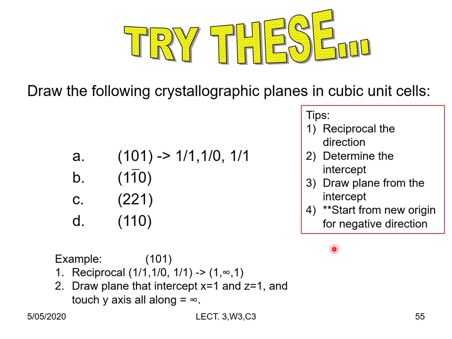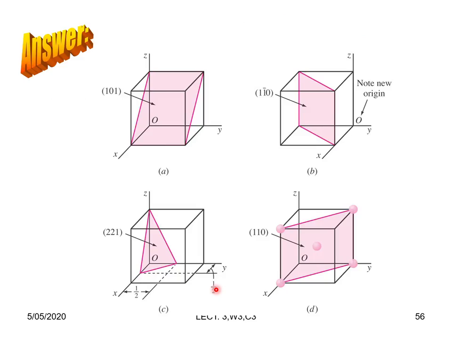Let's try some examples. For 1 0 1, here are the steps. You have to draw the crystallographic plane. Again, I show you the tips here to make it easy for you to refer. Take the reciprocal of the direction: 1 over 1, 1 over 0, 1 over 1. So you get 1, infinite, and 1, and then determine the intercept. Let's check the next slide.